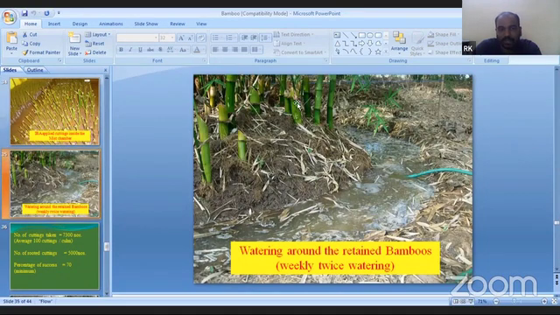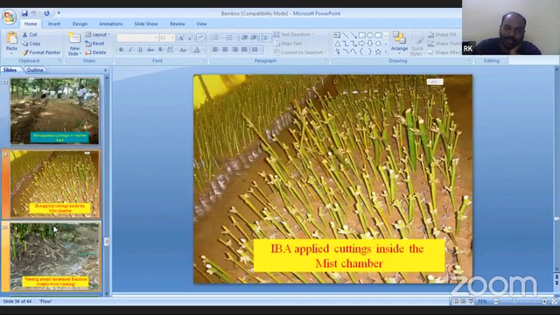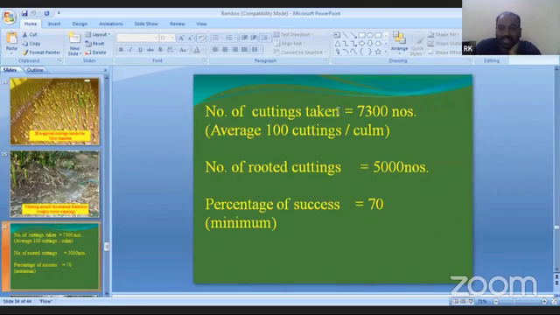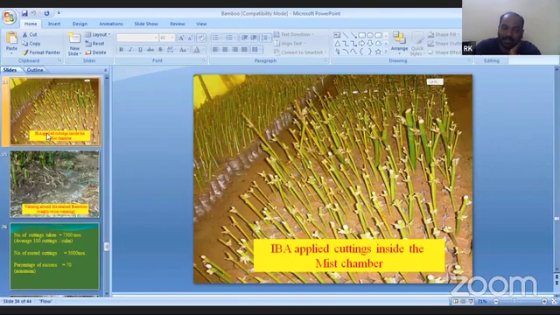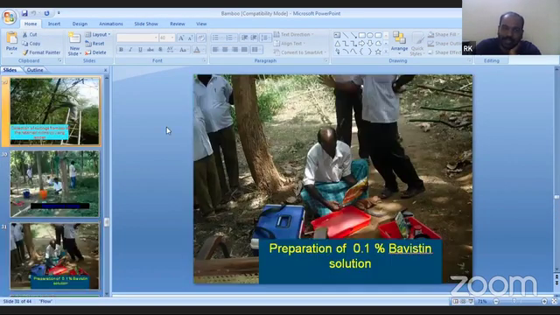So we collect the bamboo cuttings, retain the clump, and keep base water after cutting. That is all. Then our result. What is the result? Number of cuttings taken: 7,300. That means these types of cuttings, two internodes, the small cuttings.